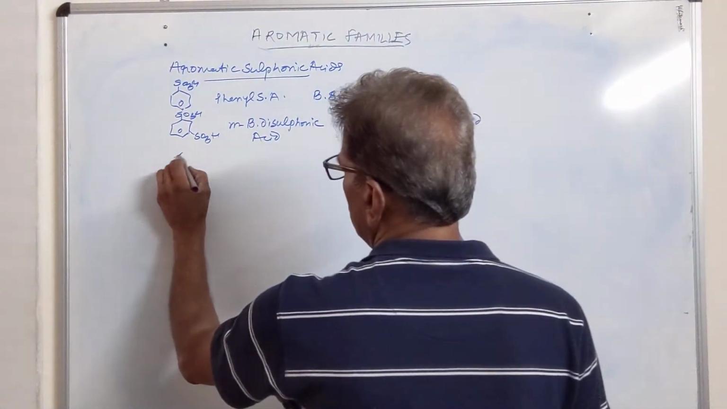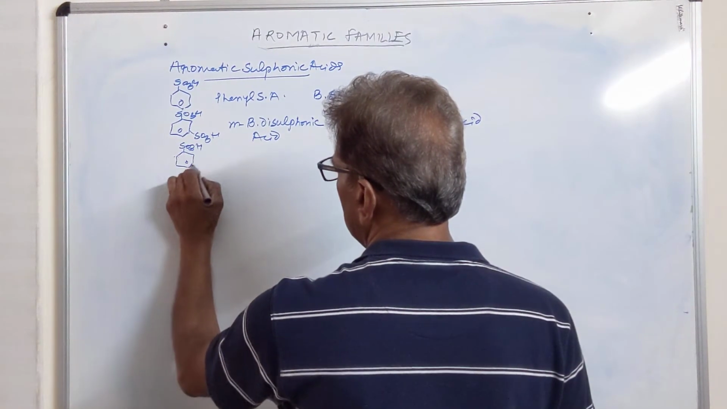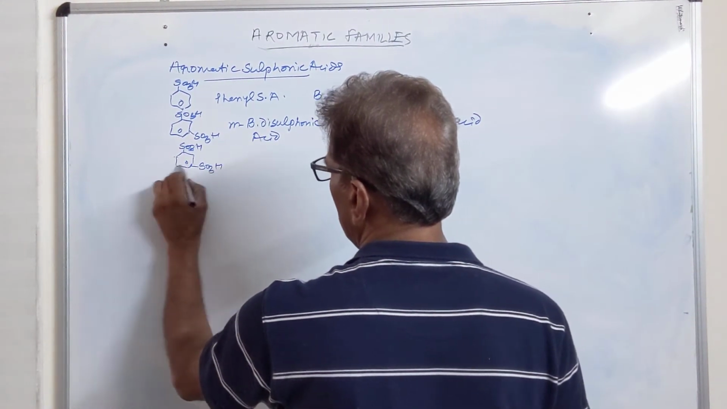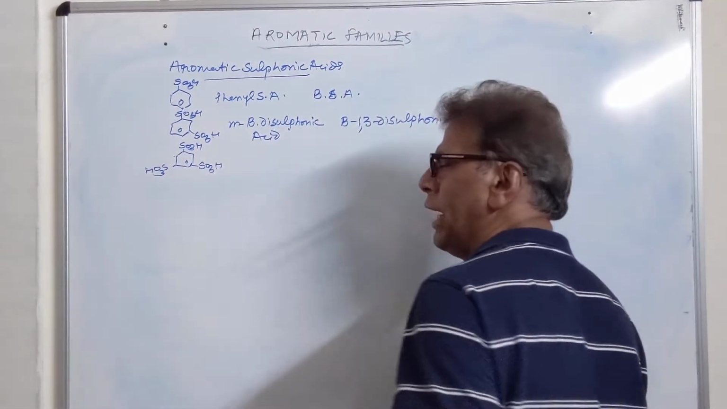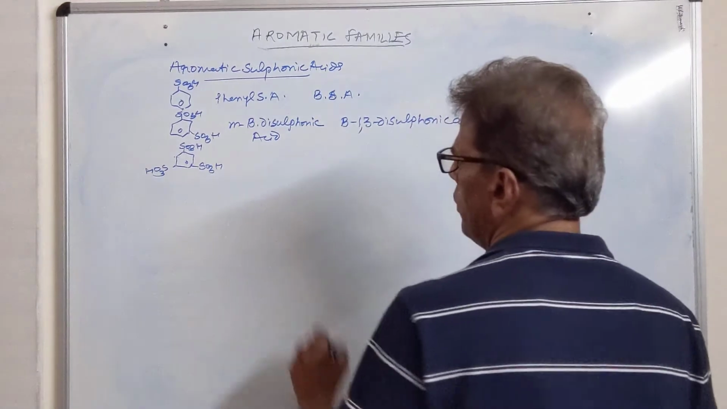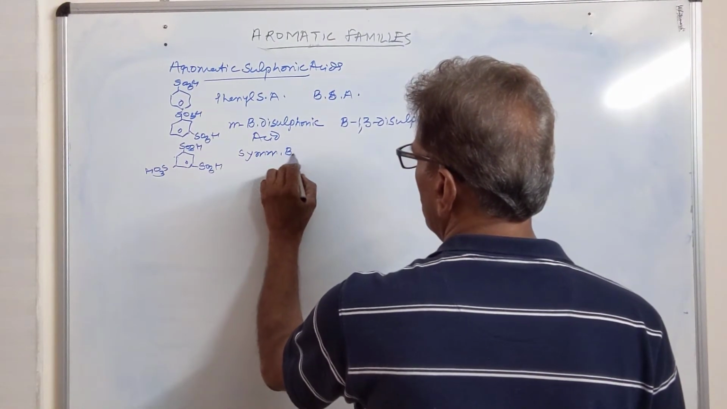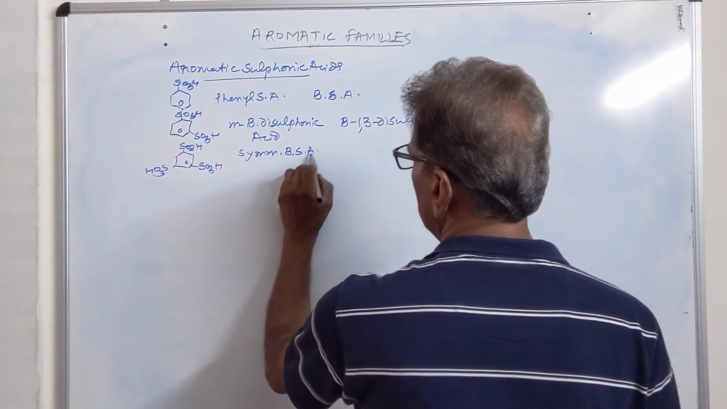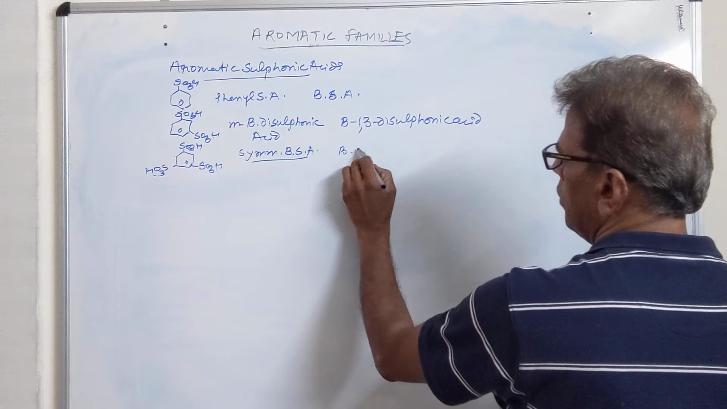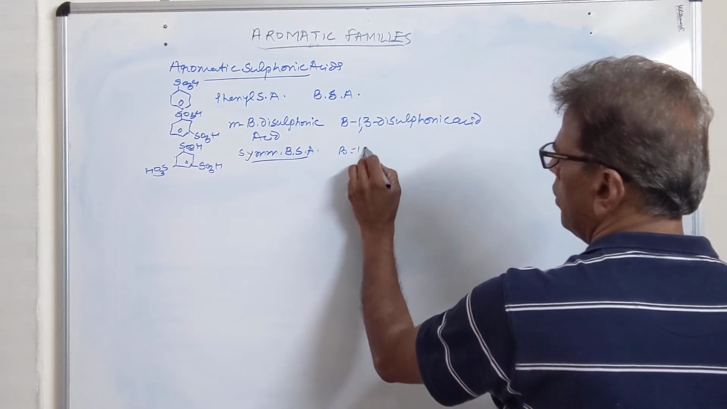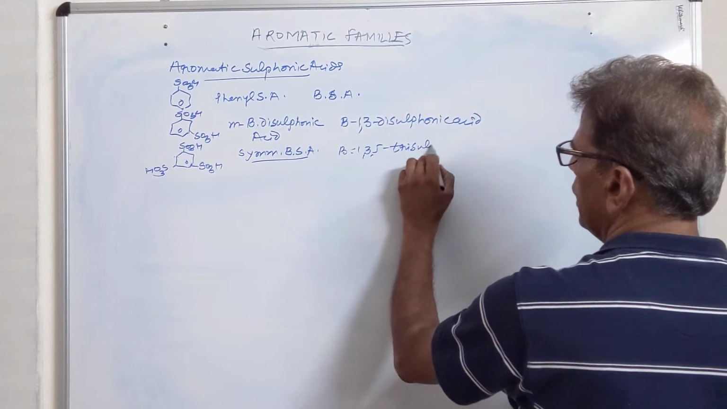Then we have symmetrical system, SO3H, SO3H, SO3H. It is obtained on baking sulfuric acid and benzene. This is your symmetrical benzene sulfonic acid, and here we will call it as benzene 1,3,5 trisulfonic acid.